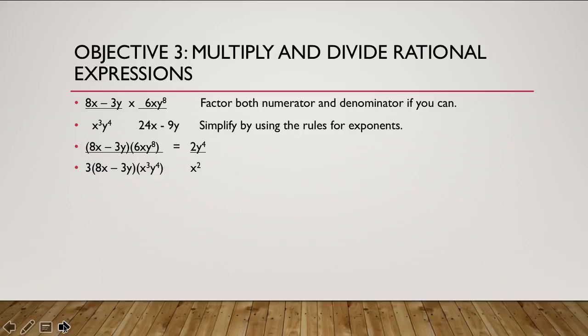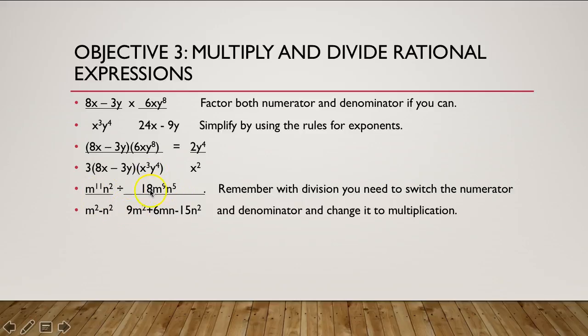So in the denominator, I factored the 3 out to get 8x minus 3y so that I could cancel out the 8x minus 3y's, and then here I subtracted 1 from 3 to keep my exponent positive, and here I took 8 minus 4 to keep that exponent positive, and then we simplified the 6 divided by 3 to the 2, so you get 2y to the 4th over x squared.